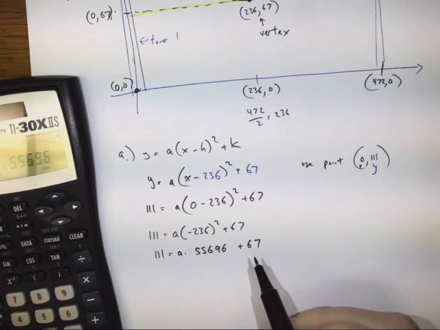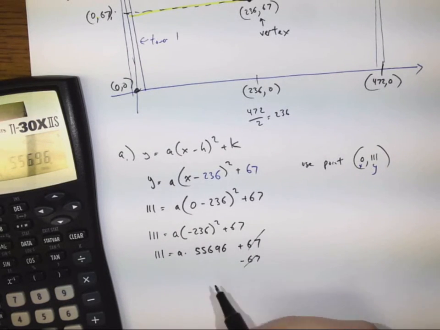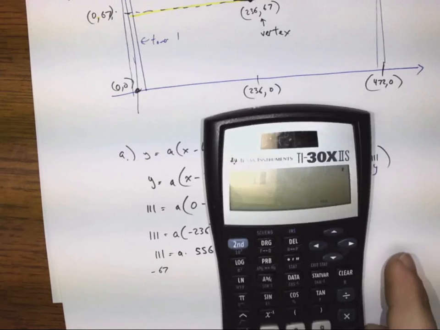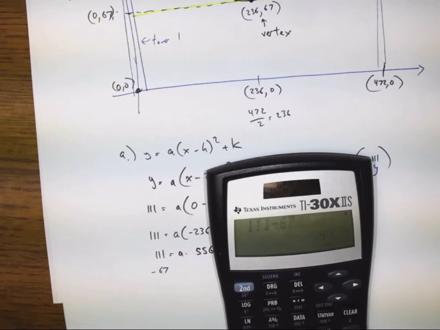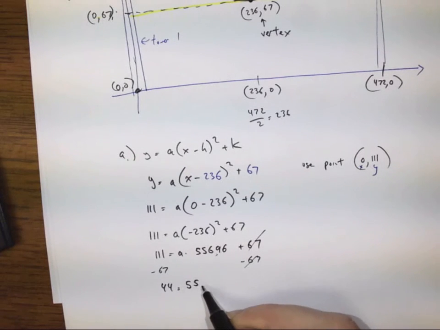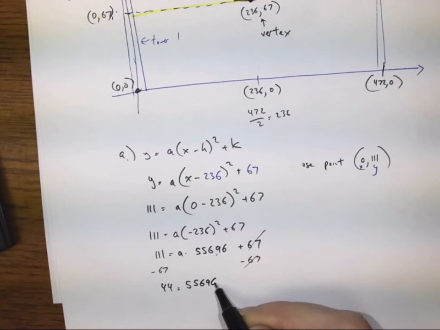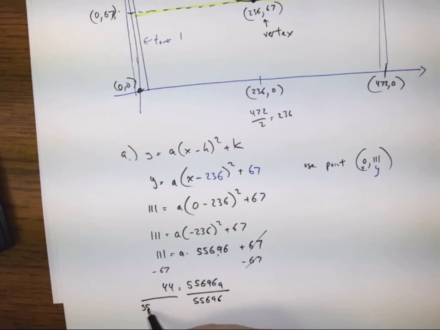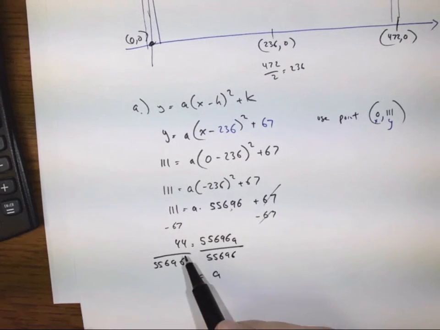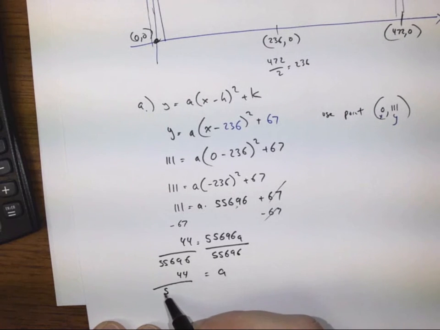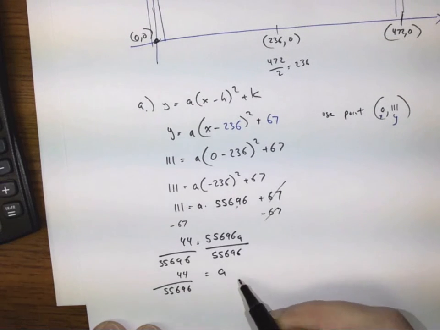And then I'm just going to do some algebra. I'm going to remove my 67 from each side. 111 take away 67 is 44. 44 is equal to, I'm going to change the order of this, 55,696A, and I'll divide by 55,696 on both sides. And I'll give you my A value. It will be a gross fraction, so I'm going to try to simplify it. It's going to be 44 over 55,696. But I should probably try to simplify.